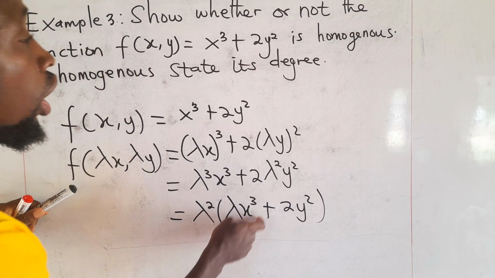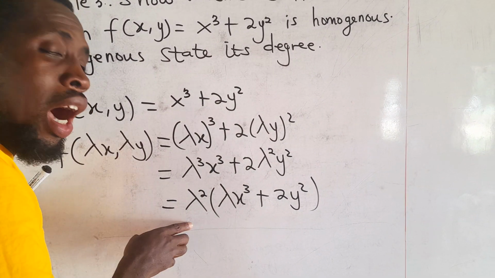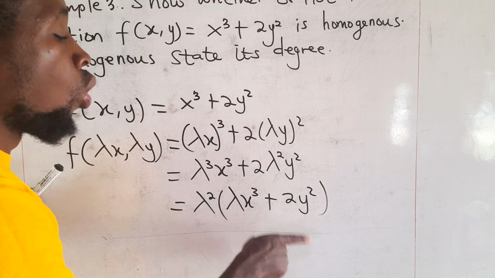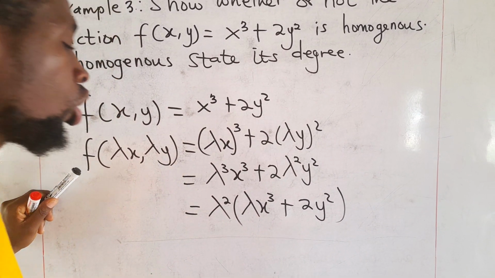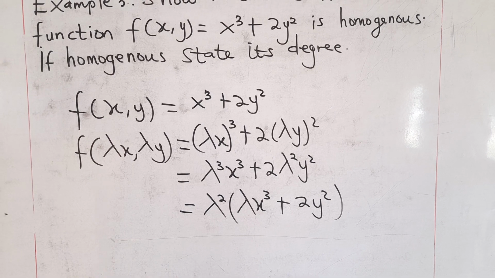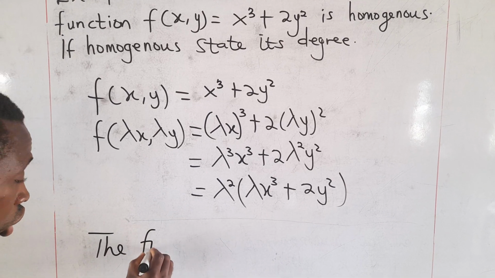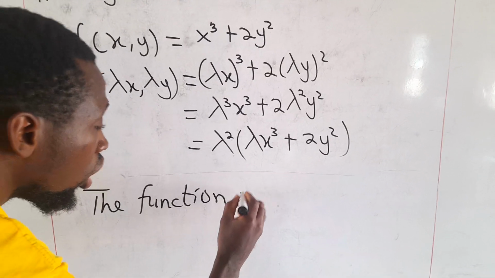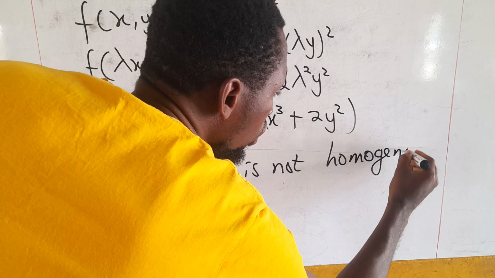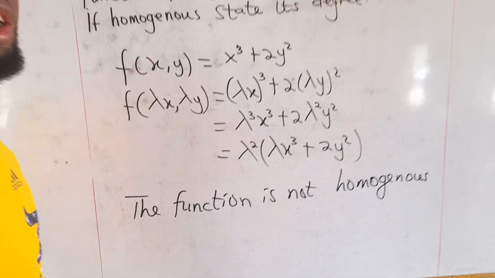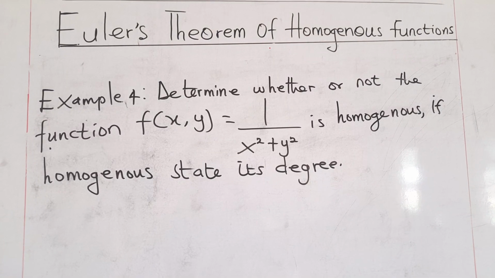The question is, did you get the function back? The function is x cubed plus 2y squared. After we factor out the common parameter lambda squared, what is left? We are left with lambda x cubed plus 2y squared. It's not the same as that. So immediately you see that means the function is non-homogeneous, or is not homogeneous. As far as it's not homogeneous, then it will not have any degree. I hope you get that concept. So let's solve some more again.